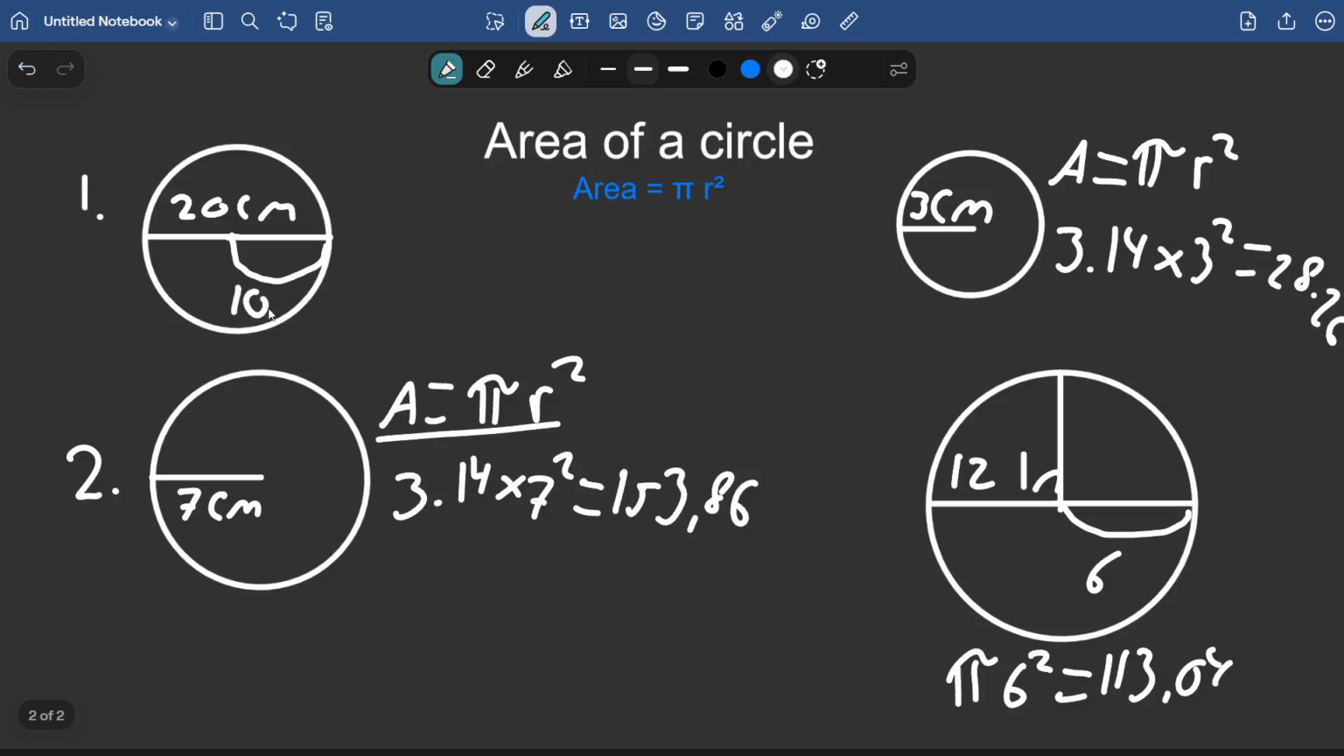20 divided by 2 is 10. So 10 is your radius. This is going to be a bit bigger number, but that's okay. It's still the same, it's still pretty easy. So we put this into the calculator. Pi times 10 squared equals 1256.637. So this was how you get the area of a circle using the radius.